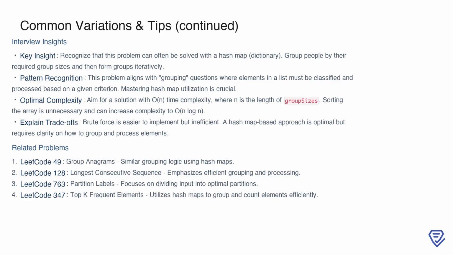Finally, if you want to practice similar problems, you might explore LeetCode 49, which deals with grouping anagrams using hash maps, or LeetCode 763, where the goal is to partition labels optimally. Each of these problems reinforces the concept of grouping and processing efficiently.